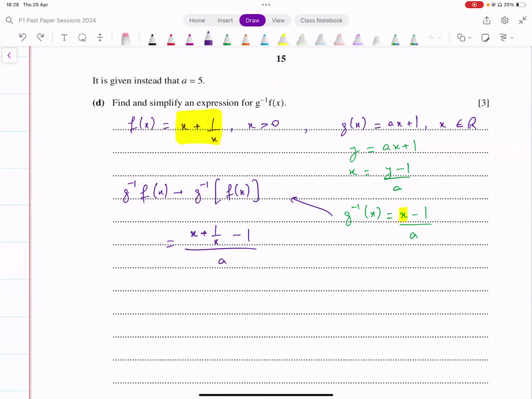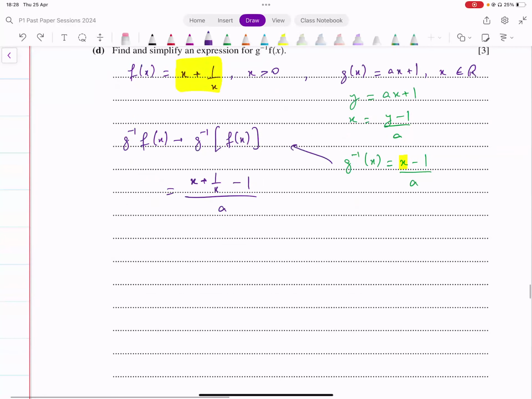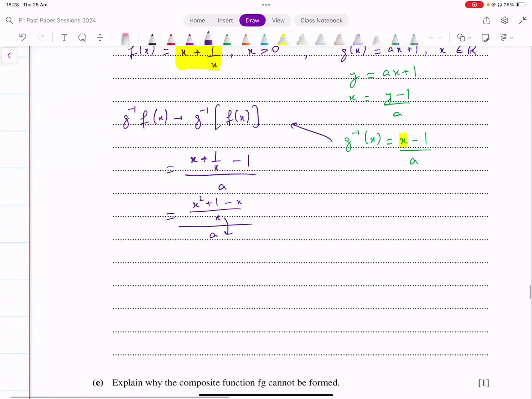They also want you to simplify this. In the numerator, we can take LCM and see what that turns out to be. x squared plus 1 minus x, whole divided by x, over a. And now this x can go to the denominator, and it gives you x squared minus x plus 1 in the numerator, and in the denominator, you would have a times x. And that is g inverse of f of x.